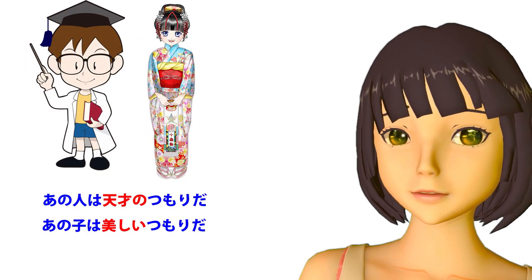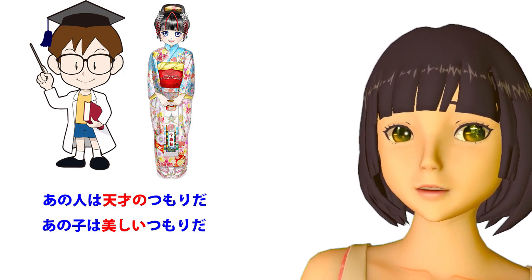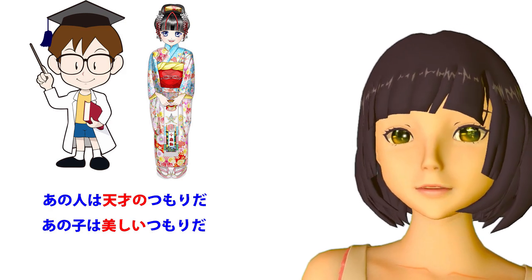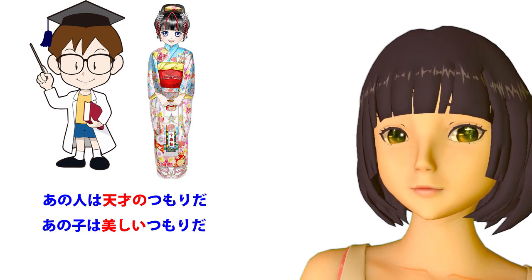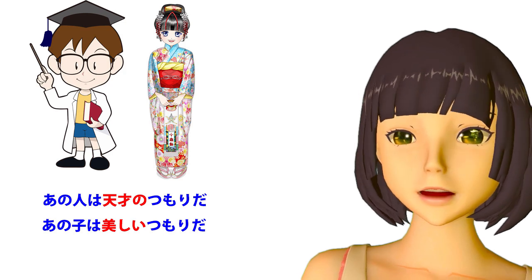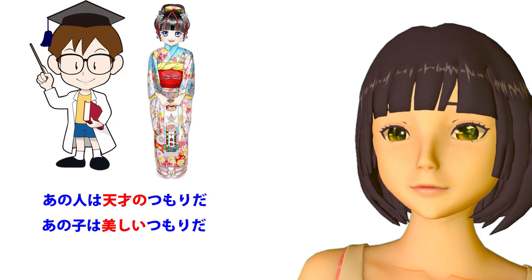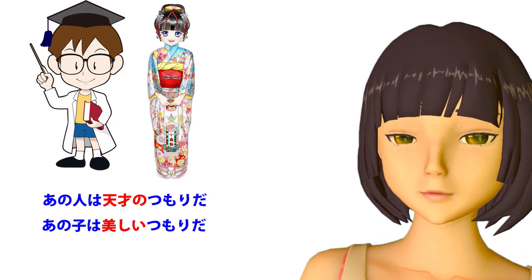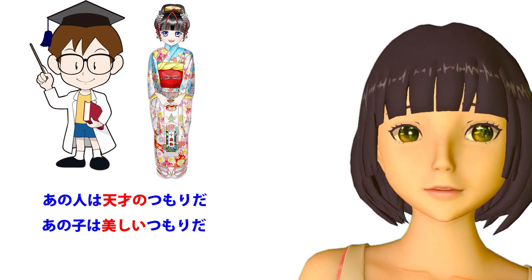Now, unusually for things which indicate a state of mind, we can use tsumori about someone else. So, for example, we might say, ano hito wa tensai no tsumori da, or ano ko wa utsukushii tsumori da. And what we're saying there is that person thinks he's a genius. That girl thinks she's beautiful. In other words, that person has the tsumori of a genius. I don't think he's a genius, but he does.